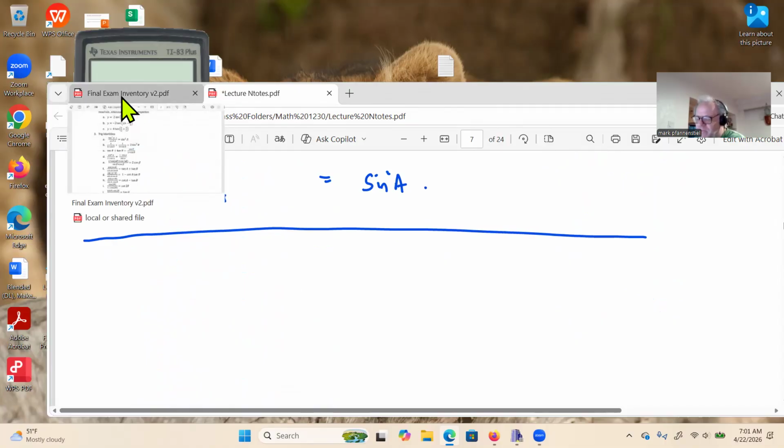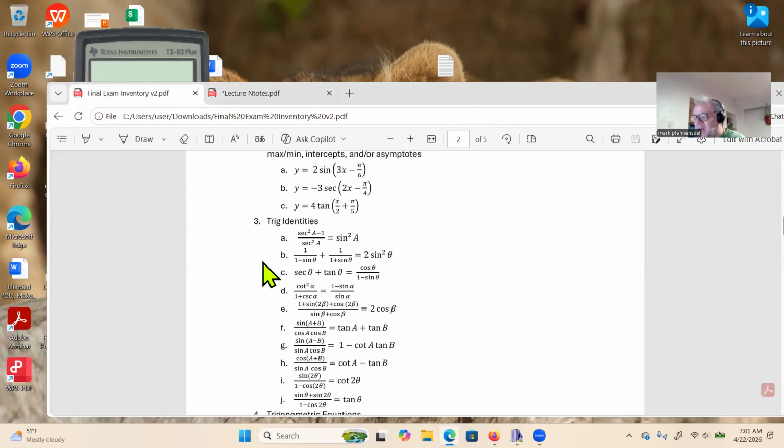Sometimes some books lie to you and they give you identities that don't work. Your book is not one of those books. They do not lie to you. All of the problems are actually true. So putting it as like a true-false problem would be kind of silly.